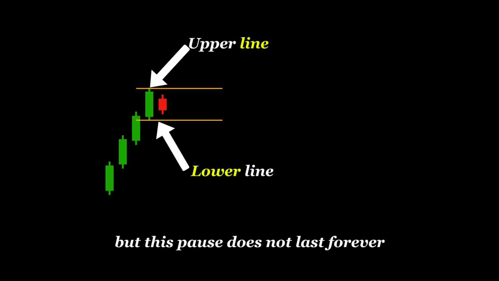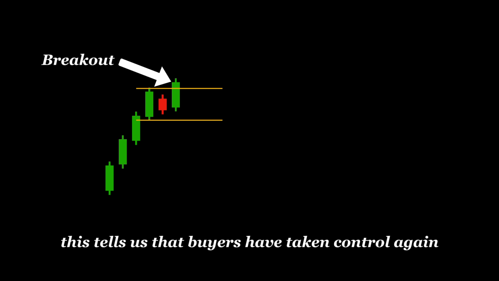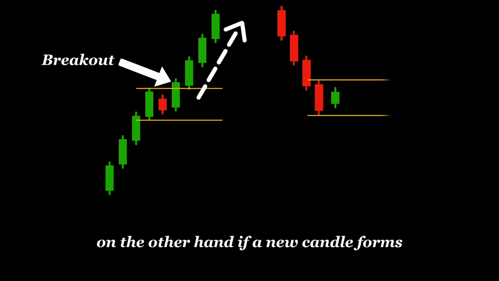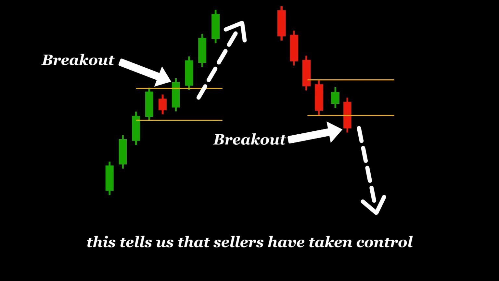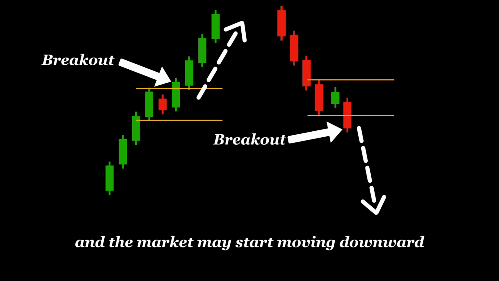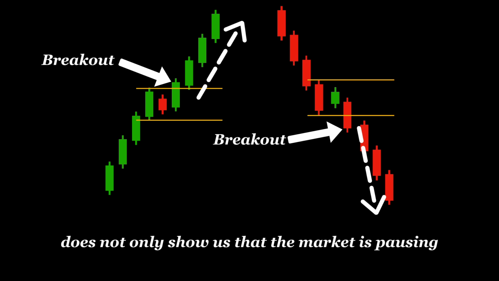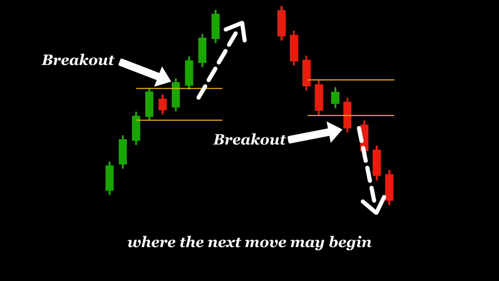But this pause does not last forever. If the market later breaks above the range of the harami, this tells us that buyers have taken control again and the market may continue moving upward. On the other hand, if a new candle forms and breaks below the lower boundary of the harami range, this tells us that sellers have taken control and the market may start moving downward. So the harami does not only show us that the market is pausing, it also gives us a clear framework to understand where the next move may begin.